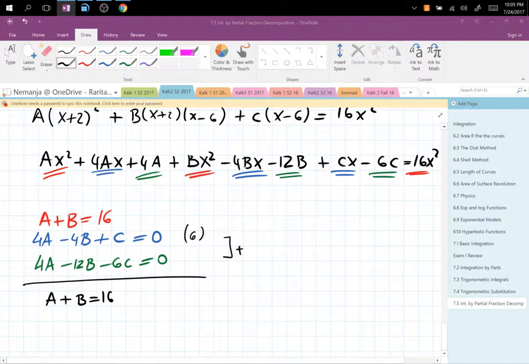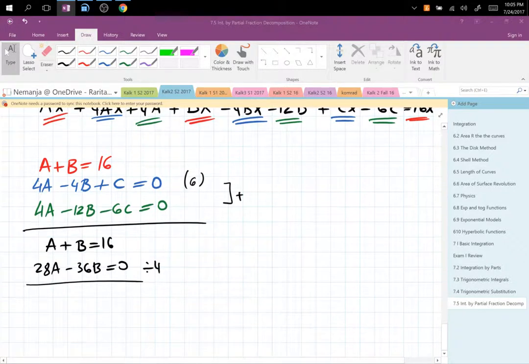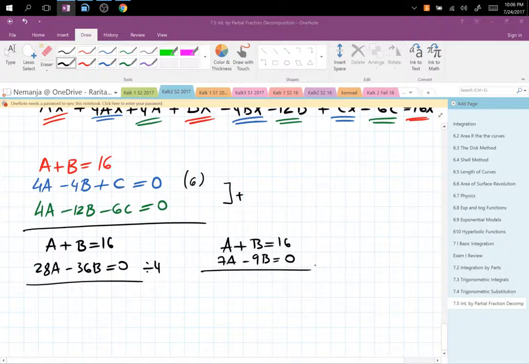So 6 times that's 24 plus 4 is 28A. 6 times negative 4 is negative 24 minus 12 is negative 36B. And then 6C minus 6C dies, equal to 0. Now these equations, we can actually cancel this one by 4 to make it easier. So A plus B equal to 16. And when you cancel by 4, you get 7A minus 9B is 0. You can multiply the top by 9 if you want to, and that kills B.